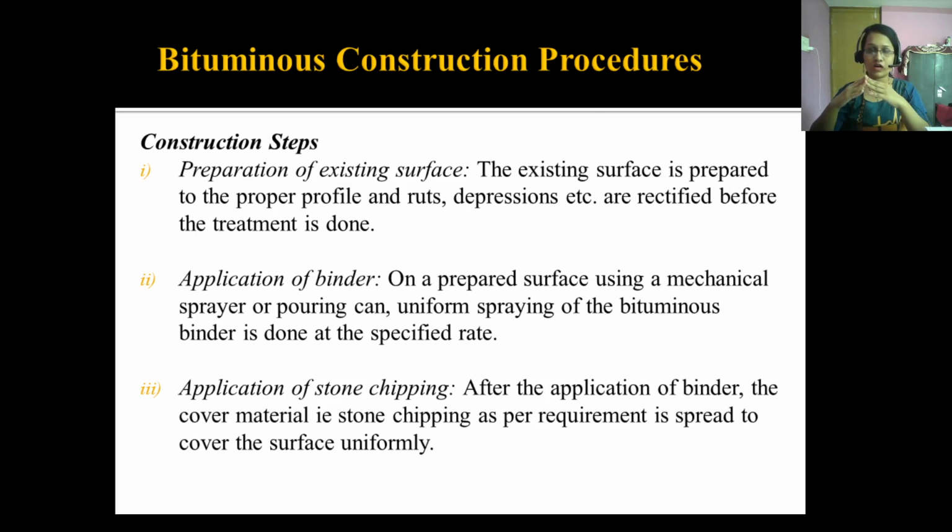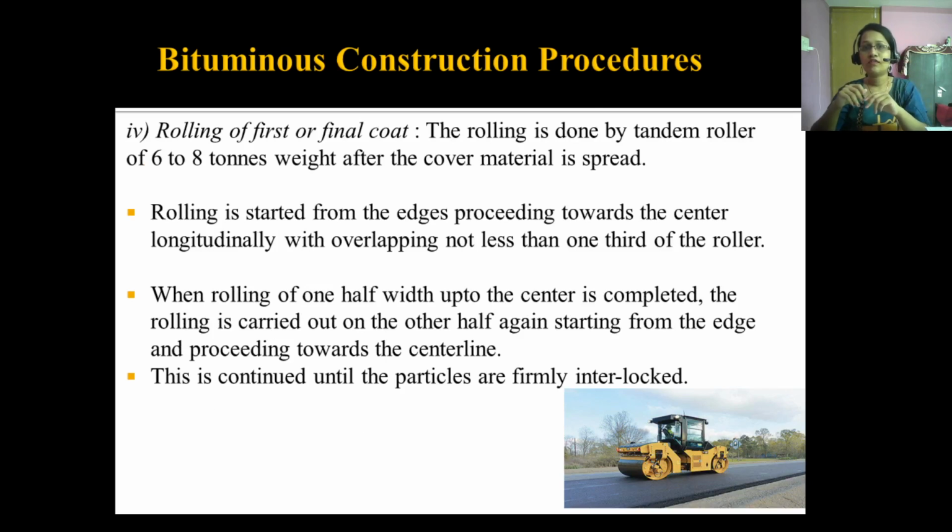So first of all, the first step, as I told, is the preparation of the existing surface. The depressions are rectified before the treatment is done. After that is the application of the binder. How will you apply it? On the prepared surface, using a mechanical sprayer or a pouring can, uniform spraying of bituminous binder is done. Then application of stone chipping: after you apply the binder, the cover material, that is stone chipping, as per requirement is spread over the surface uniformly.